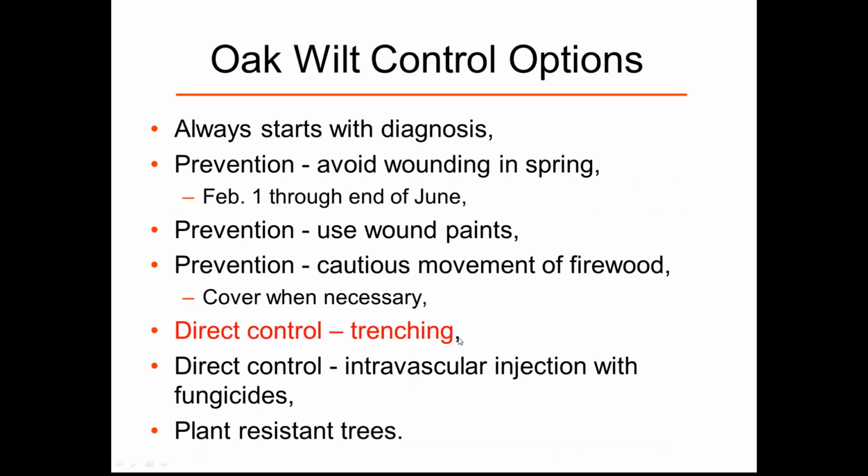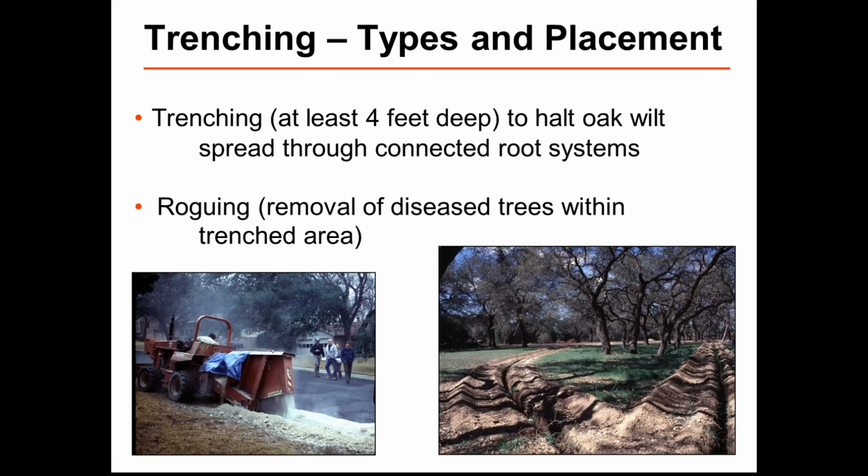One of our commonly used control measures, and this one's more direct, all these others have been preventative. One of the more direct ways to control the disease is to trench and kill the root systems, or break up the root systems. We recommend in Texas going at least 4 feet deep. This varies from state to state, but our research and practice have shown that 4 feet is pretty good at breaking the root systems sufficiently deep to get all those root connections.